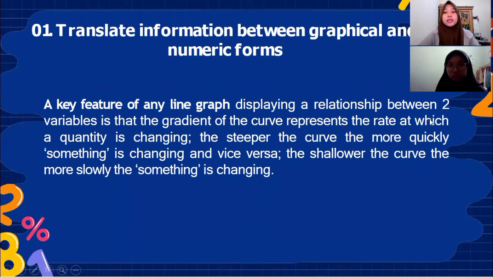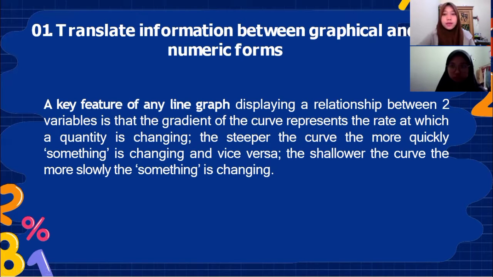The key point of translating information between graphical and numeric forms is that a key feature of any line graph displaying a relationship between two variables is that the gradient of the curve represents the rate at which a quantity is changing. The steeper the curve, the more quickly something is changing, and vice versa. The shallower the curve, the more slowly something is changing.